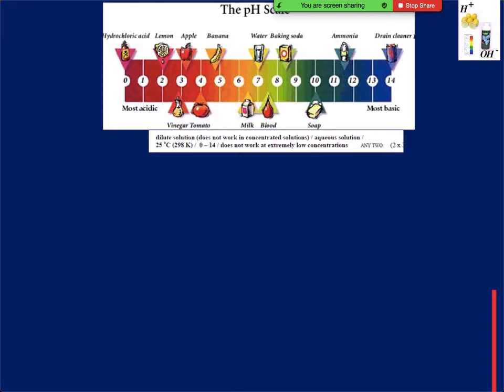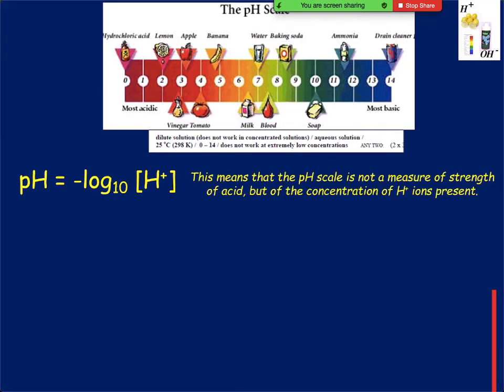You have a version of this pH scale in your book. Once upon a time when we were measuring pH, we thought we were measuring the strength of an acid. Well, actually we're not. We're measuring how many protons are present, how many H pluses are present.